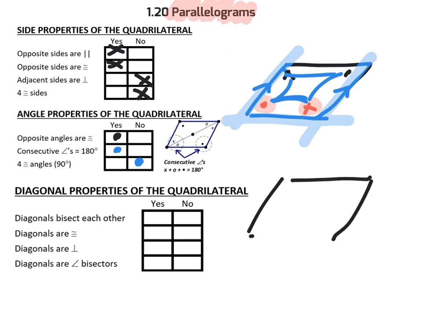Now, how about diagonals? Let's take a look. Remember what kept happening with the diagonals, this one and this one? What kept happening is that they would bisect, or cut, each other into two parts. So yes, that would always be true. Will they always be equal?